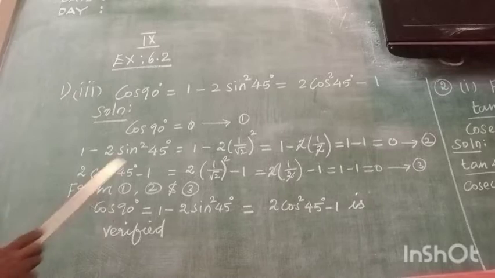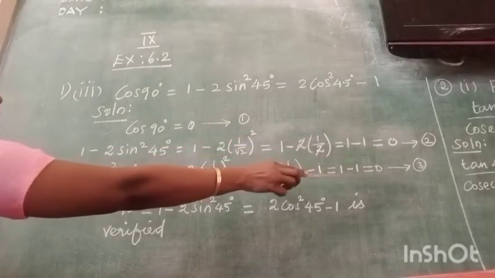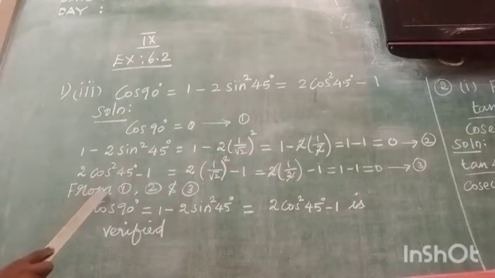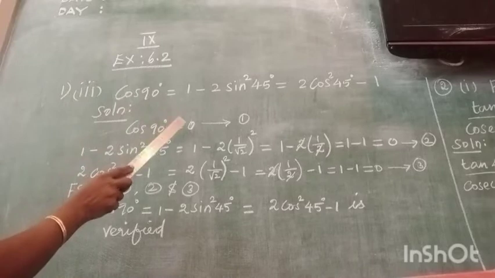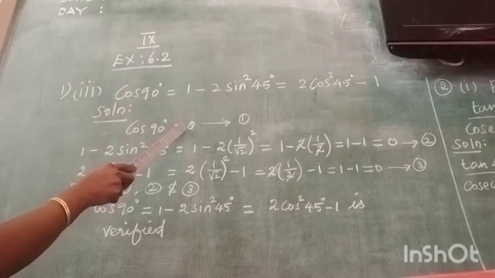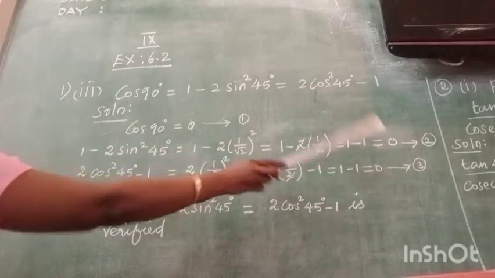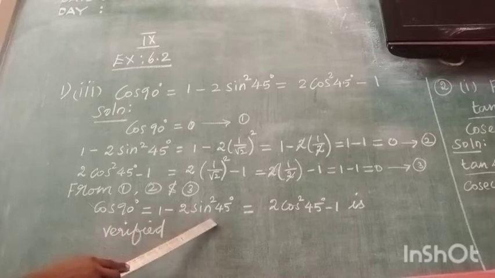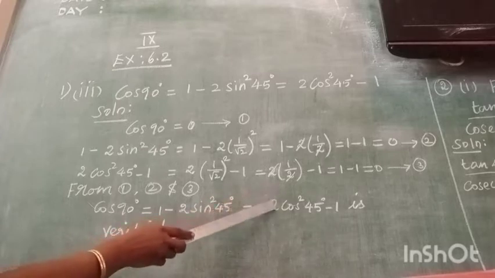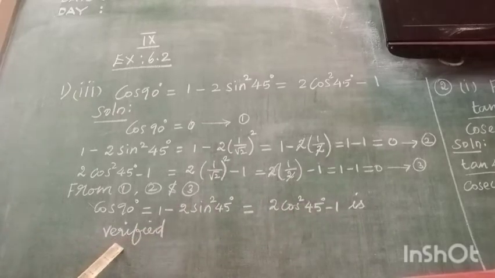So you have to consider equation 1, equation 2, equation 3. From 1, 2 and 3, write the values. First one simplified value 0, second one simplified value 0, third one simplified value also 0. So cos 90 degree is equal to 1 minus 2 sin square 45 degree is equal to 2 cos square 45 degree minus 1 is verified.